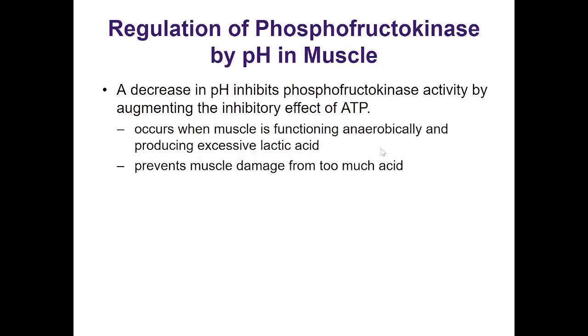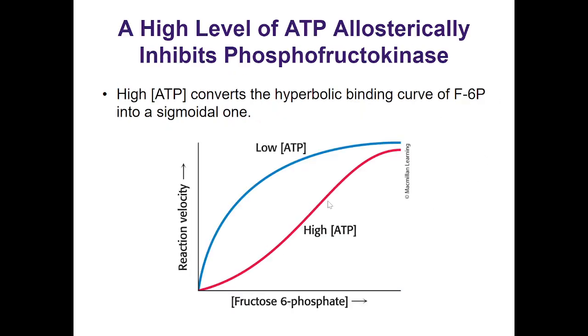Okay? Okay, so a decrease in the pH is going to inhibit the phosphofructokinase activity by augmenting the inhibitory effect of your ATP. This is going to occur when the muscle is functioning anaerobically, and it's going to produce excessive lactic acid. This will prevent muscle damage from too much acid. So what ends up happening is when you're going anaerobically, right, then you're using up a bunch of your ATP, aren't you? But you have a problem.